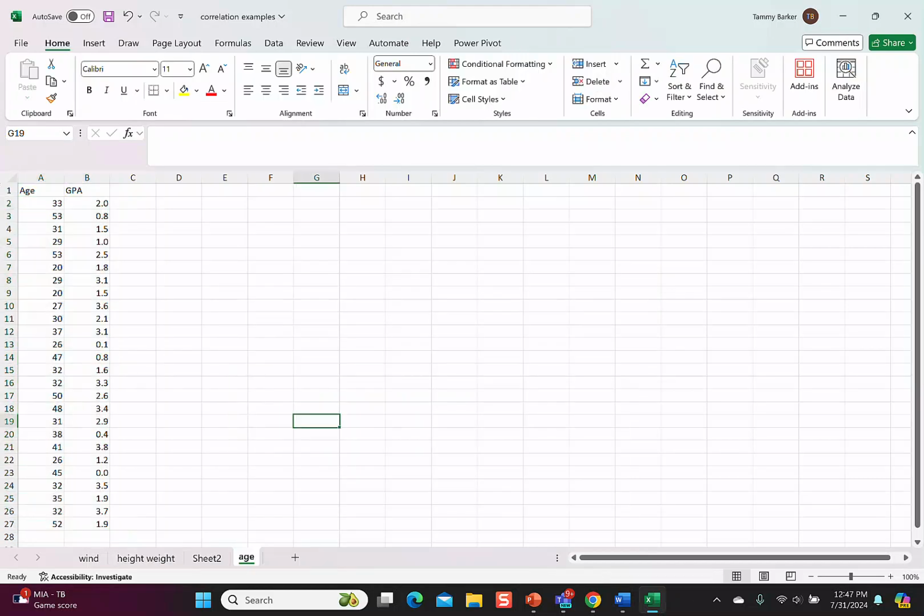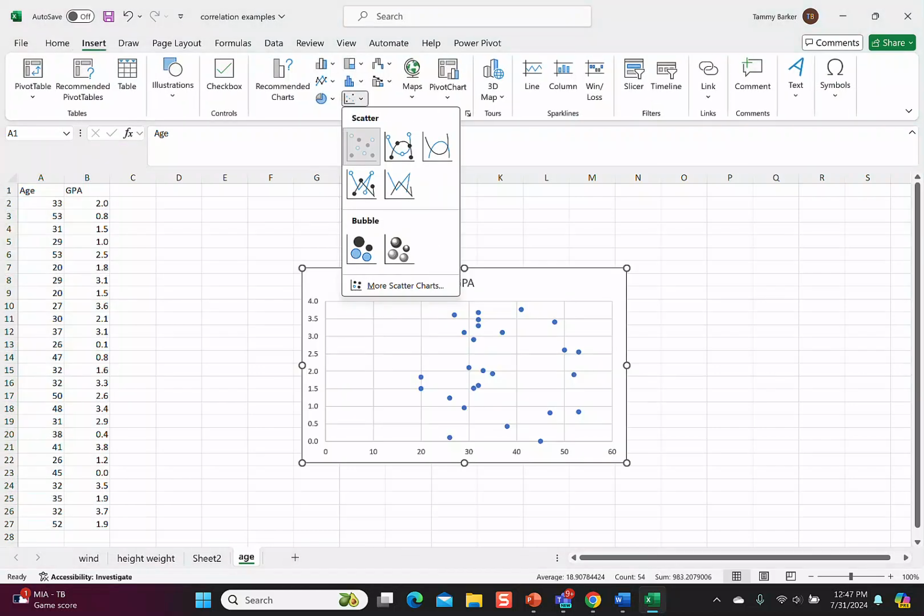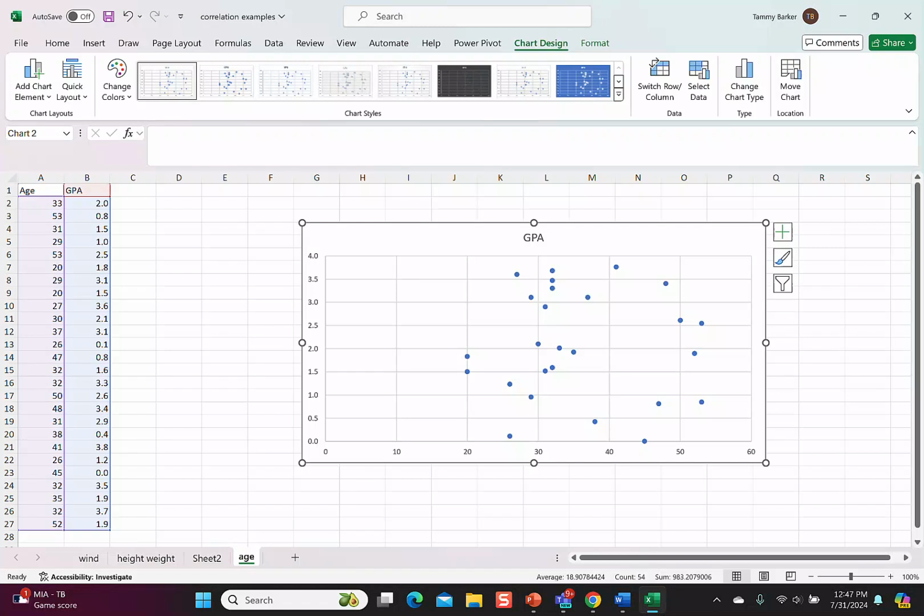Our last example has ages of students and their corresponding GPA. Once again, I will highlight the data, click Insert, select my charts, select Scatter. In this graph, I don't see any relationship between the dots, which says that we don't have any correlation between the age and the GPA.